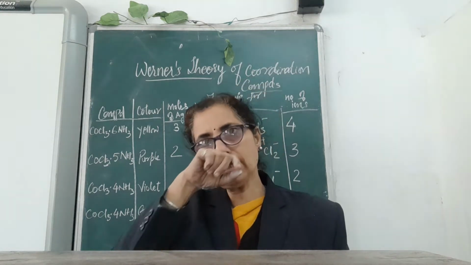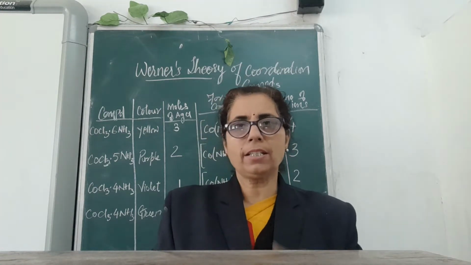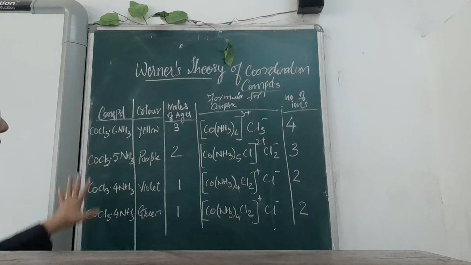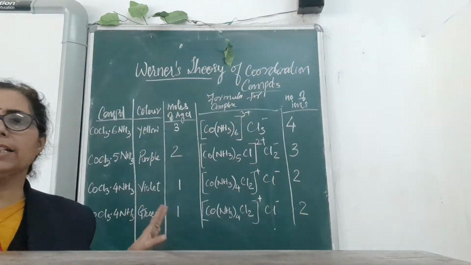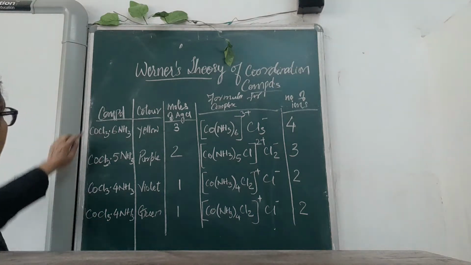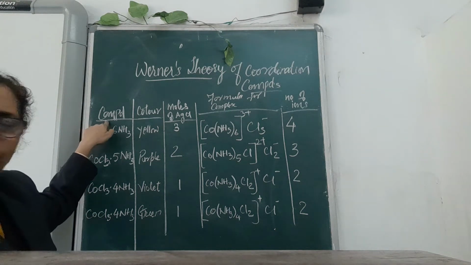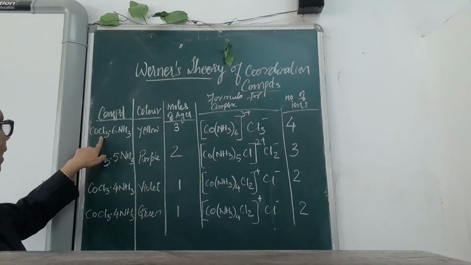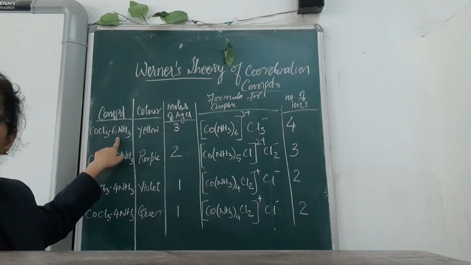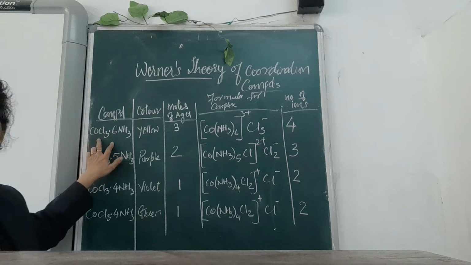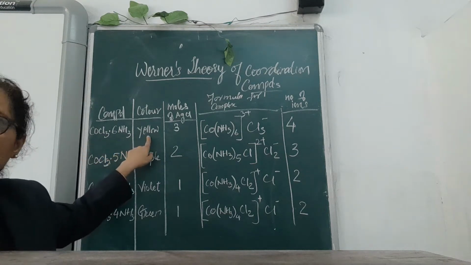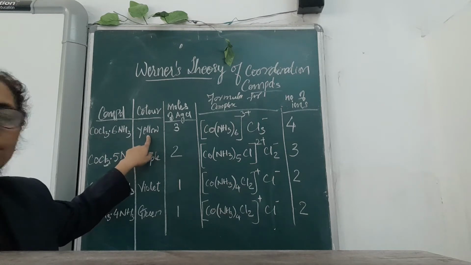Okay, so we will discuss this point one at a time. The four types of complexes which he framed, I have written everything on the board so that it becomes easy for me to explain and for you to understand. The compound which Werner framed first was cobalt chloride, that is CoCl3, with 6 molecules of ammonia. This compound shows yellow color.